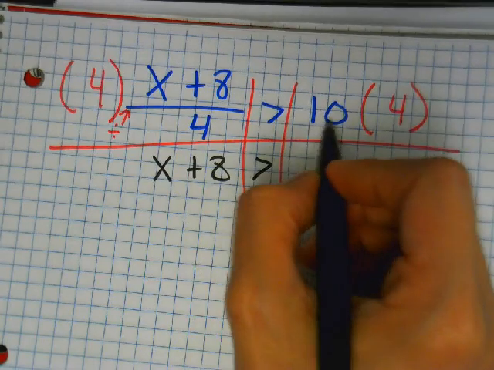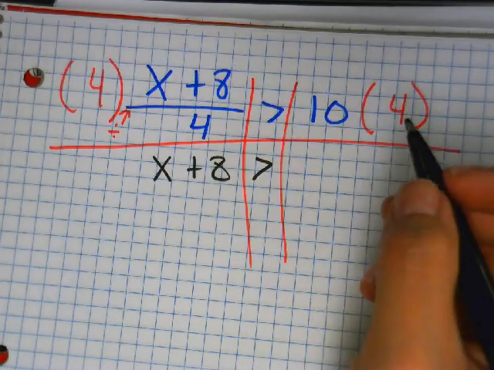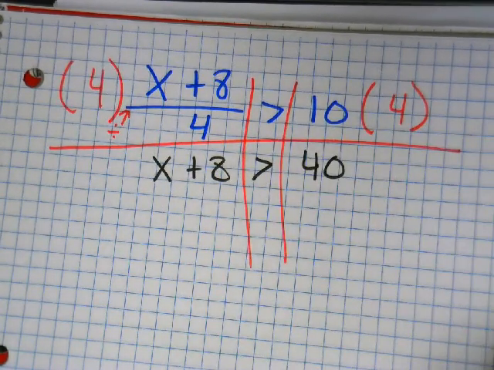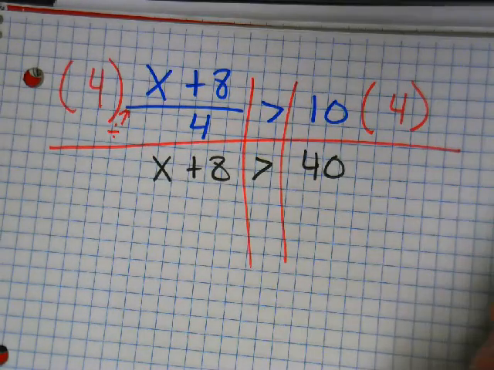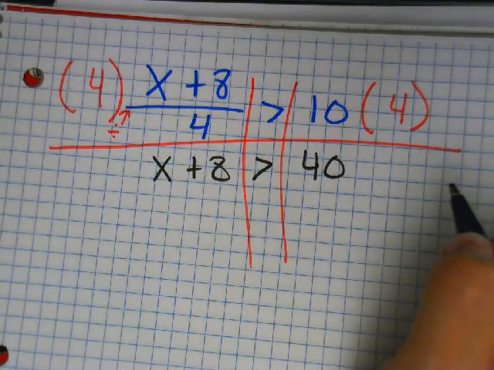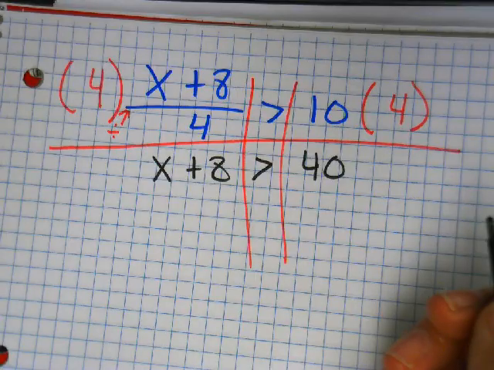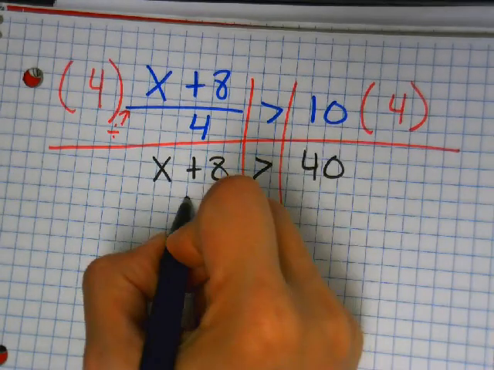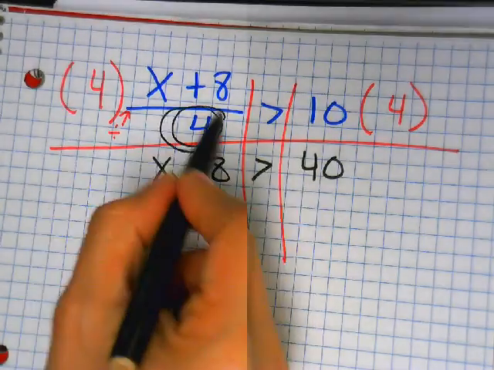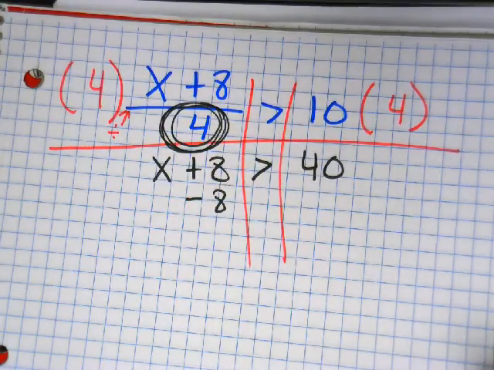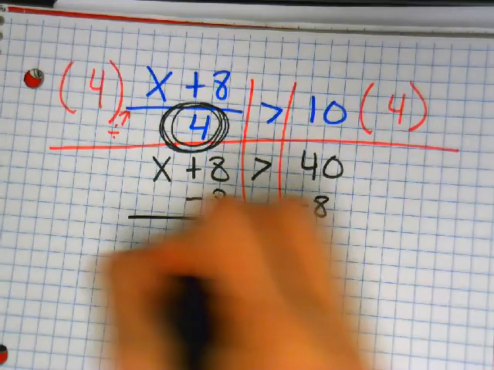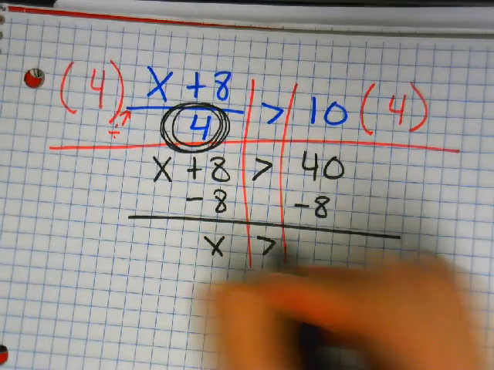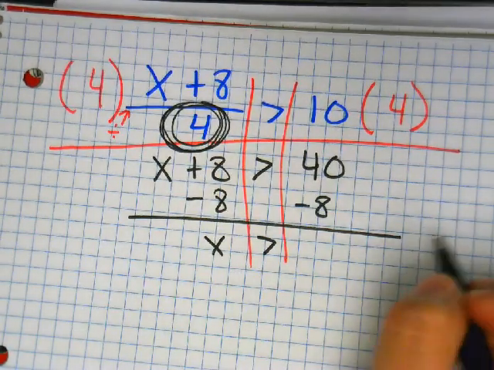What's 10 times 4? 40. Okay, what's my last step? Wow, take a deep breath. Wait, she divided the 8. X greater than 32.